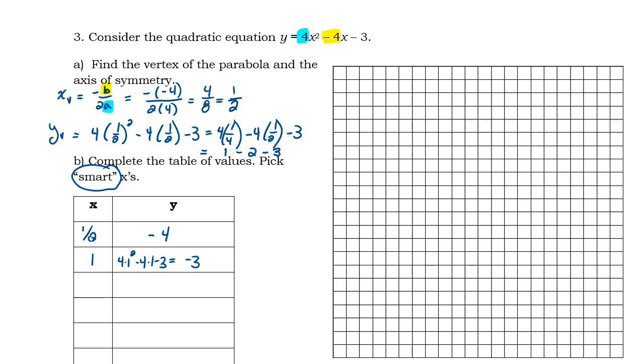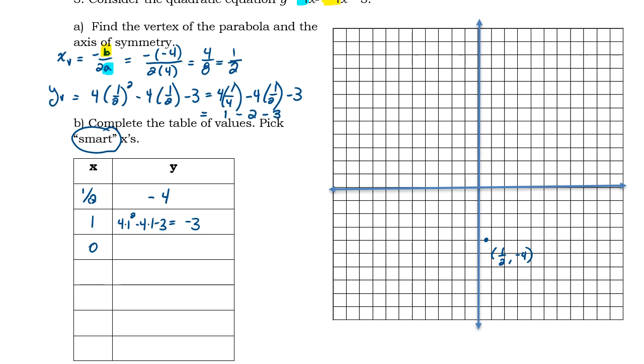Now, do I want to pick x equals 0? I could, and that's kind of an easy one because it's easy to plug in 0. But notice that the distance between a half and 1 is a half a step. That's the same distance between a half and 0. So because of symmetry, I'm expecting 0 to come out to be negative 3 as well. So when you're graphing parabolas, you kind of get 2 points for the price of 1. Maybe we should start our graph so we can visualize what's happening. So let's take a sec and go draw our graph and start plotting our points.